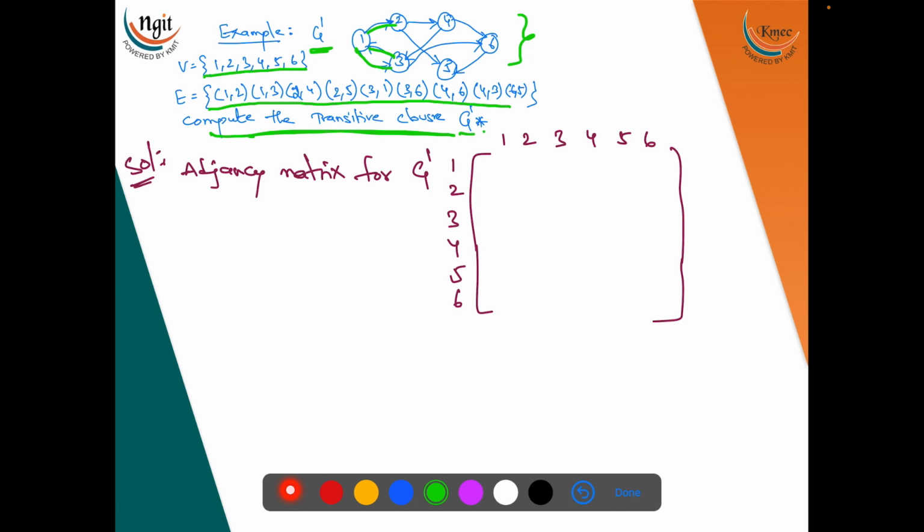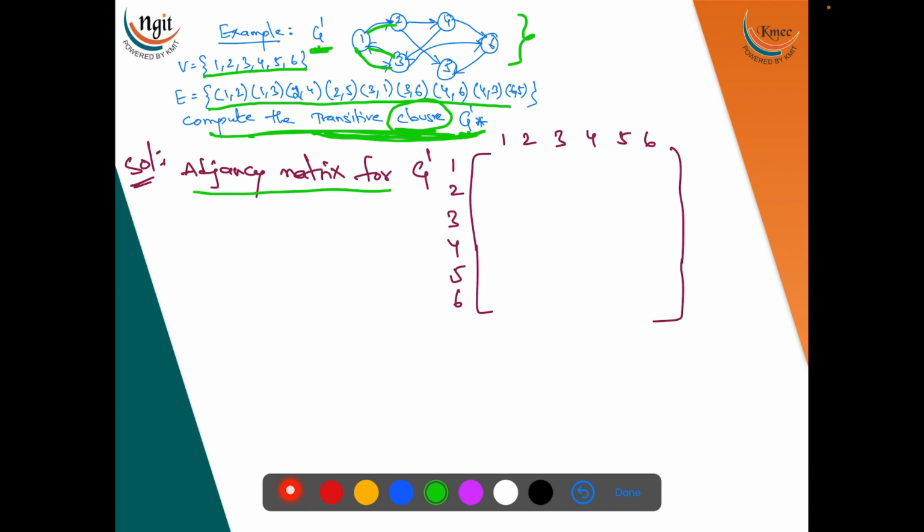So what is G dash star? Transitive closure. What is G dash? The directed graph or given graph. We are going to find G dash star from G dash, where the vertices will not change. We'll have the same vertices. But what is the difference between a normal graph and a transitive closure graph? You will find the reachability of each vertex. That only will change in transitive closure. That's why the name is closure. Now we'll see the solution, how I'm finding the transitive closure G dash star.